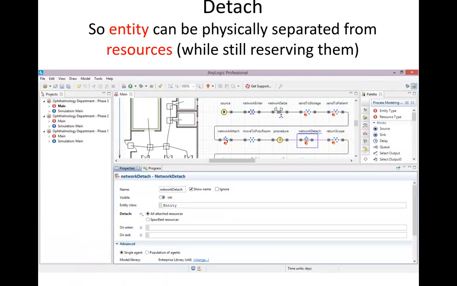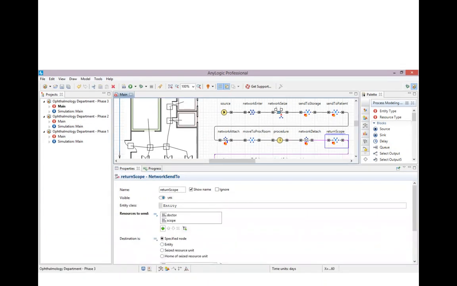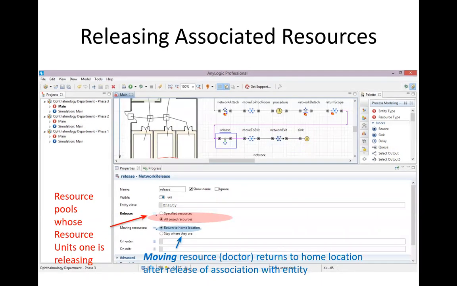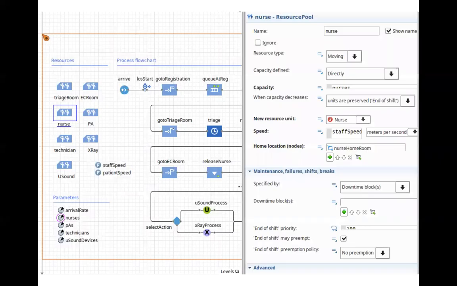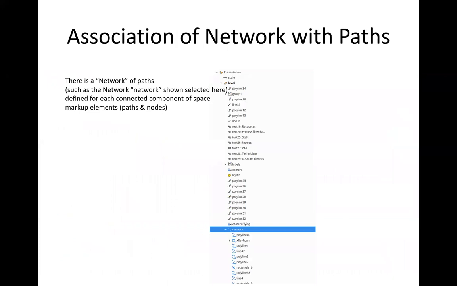Detaching is quite simple. That's the opposite of seizing. That's basically the agent letting go of an allocation. It's deallocating it. It's releasing it, so it's no longer reserved for that entity. So entities here are associated with icons, resources are associated with locations and icons, and movement networks route around. And generally, if I want to go from A to B, I'm routed via the shortest path, as I believe is the algorithm that's used.